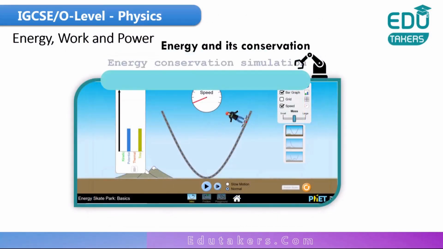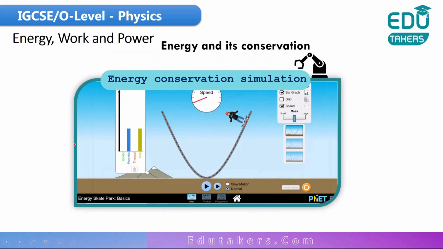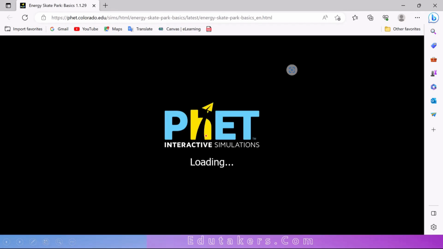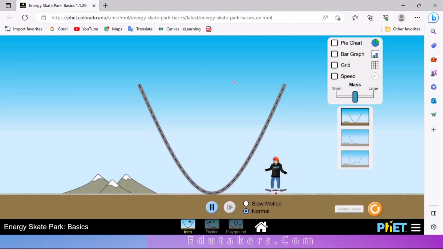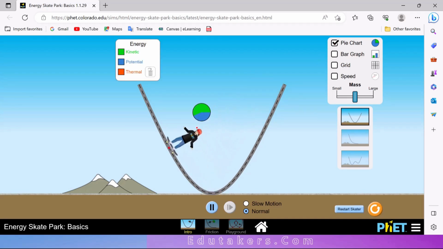Next is again a simulation that is related to the energy conservation. Let's open this also. First of all, I open the intro. Here you can see that there is a girl that I suppose I bring to the maximum height. Then which transfer of the energy takes place? First of all, I place here the pie chart. You can see the pie chart.